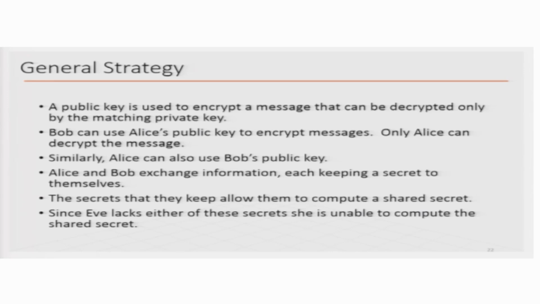So, Bob can use Alice's public key to encrypt messages sent to Alice. Alice is the only one who has the private key, so she can decipher the message, and Alice can also use Bob's public key to send a message back to Bob, and Alice and Bob can exchange information, each keeping a secret to themselves, and the secrets they keep allow them to compute a shared secret. And so, since Eve does not have any of these secrets, she is unable to compute the shared secret. That is the general strategy.